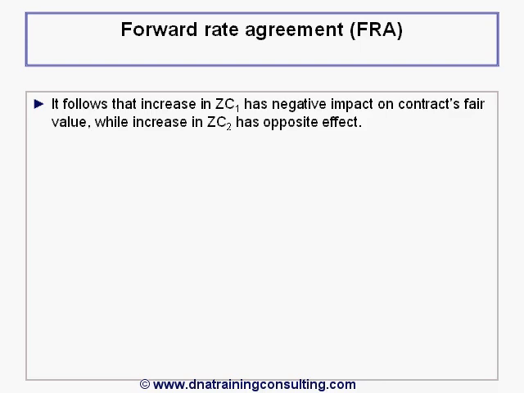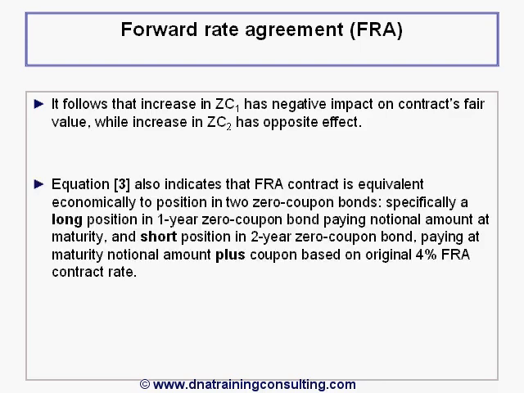Equation 3, the most recent equation we wrote, also indicates that the FRA contract is equivalent economically to a position in 2 zero-coupon bonds, and specifically a long position in a 1-year zero-coupon bond paying the notional amount at maturity, and a short position in a 2-year zero-coupon bond paying at maturity the notional amount plus a coupon based on the original 4% FRA contract rate.